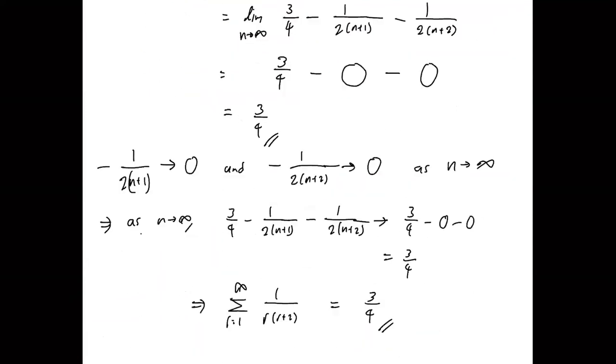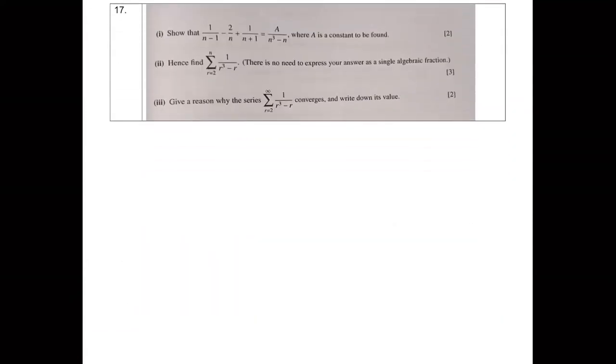Next, question 17. Show the following. This plus this plus this equals a over n cubed minus n. Now you can either do partial fractions and work from left to right, or you could just add the fractions together to get the a. So let's just do that. 1 over n minus 1 minus away 2 over n plus 1 over n plus 1 equals to a over n cubed minus n.